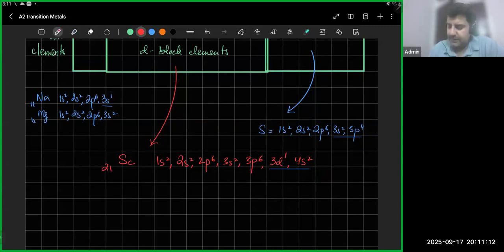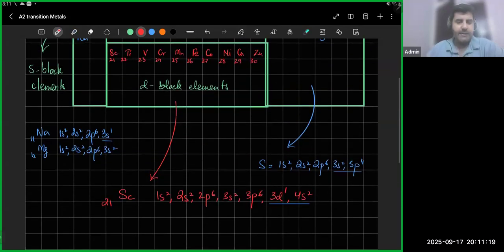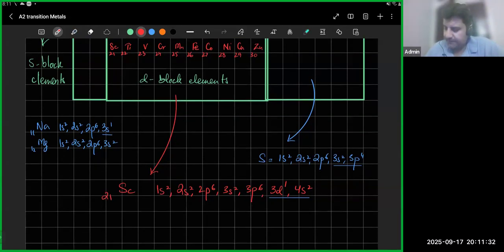But anyways, you already hopefully know this. Now, after scandium, there's titanium. Let me just double check the order of titanium and vanadium. Just one second, let me have a look at the periodic table. Scandium, titanium, vanadium. Okay, that's the right order.